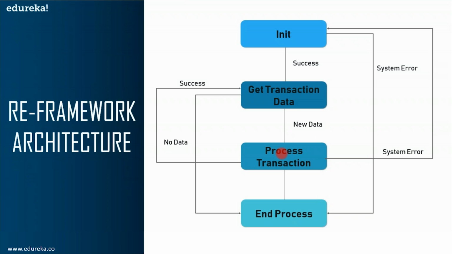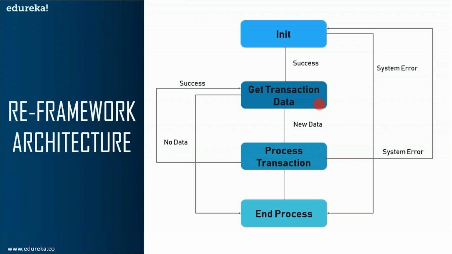As I mentioned, the success state is used when the loop is performed and the next transaction data is taken into account. Moving on to the business rule exception: in the business rule exception, some specific action needs to be taken, after which the execution loops back to the get transaction data state.